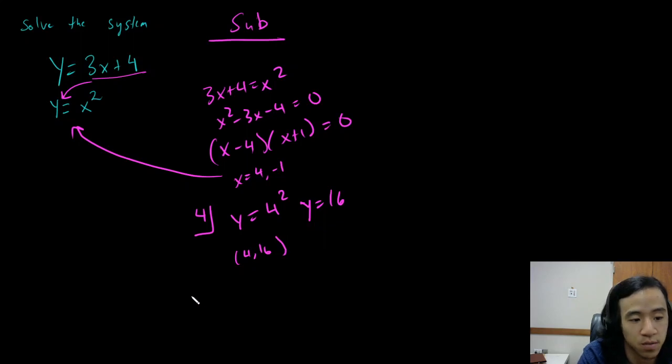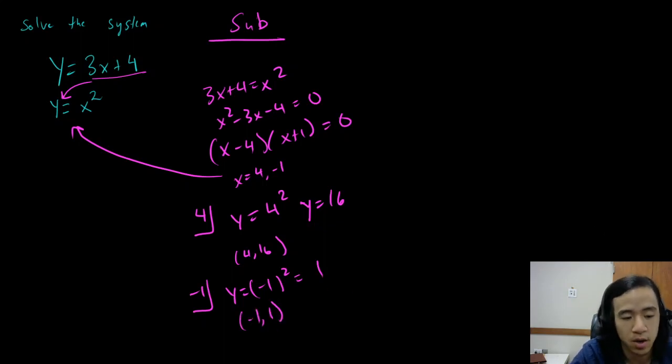Now I'm going to plug in negative 1. So we have negative 1, and we have y is equal to negative 1 squared, and that is equal to 1. So another one of the solutions is negative 1, 1. And I'm going to go ahead and pull this up on Desmos so you can see that this is actually true.